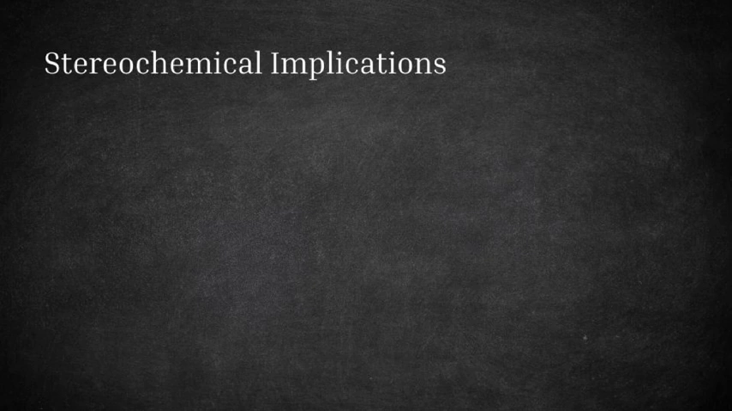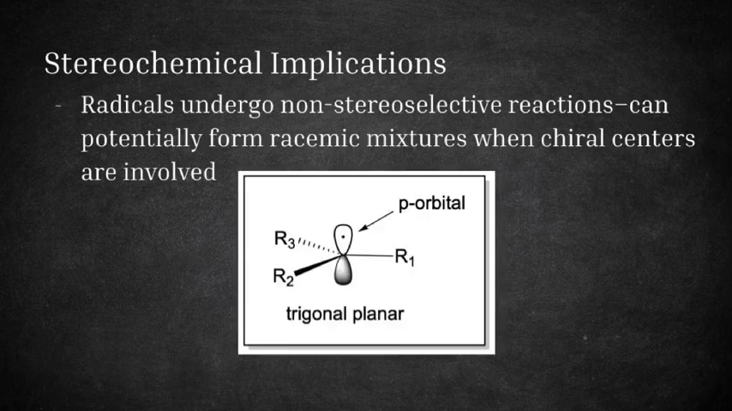We'll conclude the video by exploring the stereochemical implications of radical reactions. Earlier in the video, we learned that radicals are planar, meaning they are sp2 hybridized with the unpaired electron occupying a p orbital that is perpendicular to the plane of the bonding atoms. As a result, when radicals react, they can be approached from either side of the plane, leading to non-stereoselective reactions and the potential formation of racemic mixtures when a chiral center is involved.